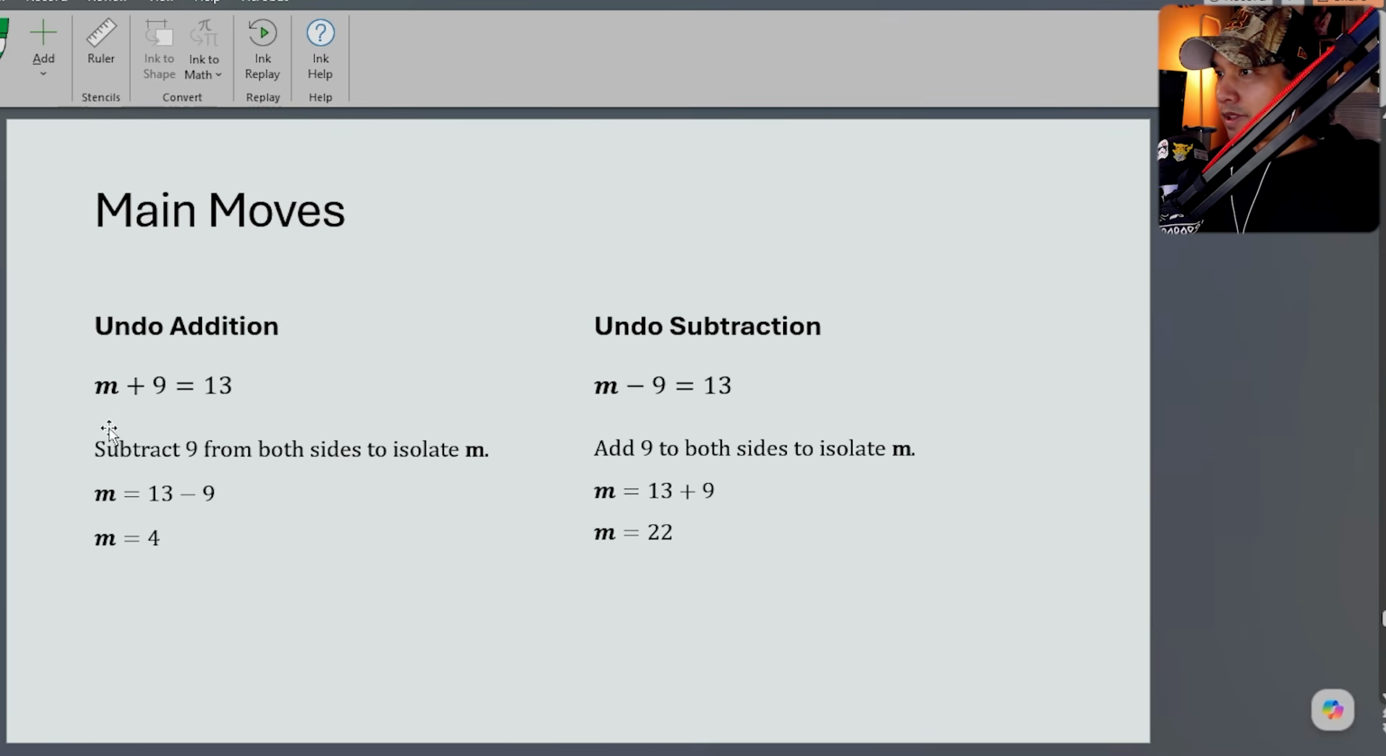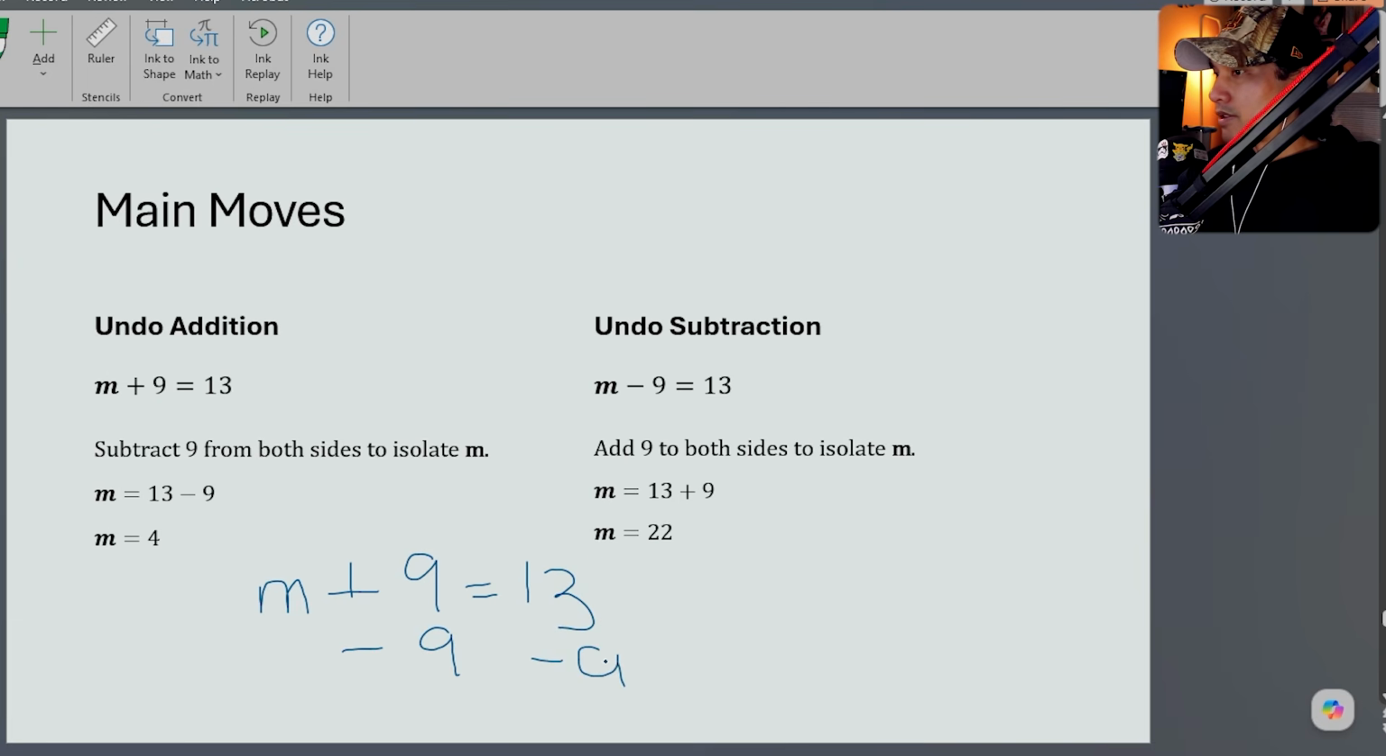Undo addition. m plus 9 equals 13. Subtract 9 from both sides to isolate m, and it will look like this. Okay, I have it here already. m plus 9 equals 13, and then minus 9, minus 9.